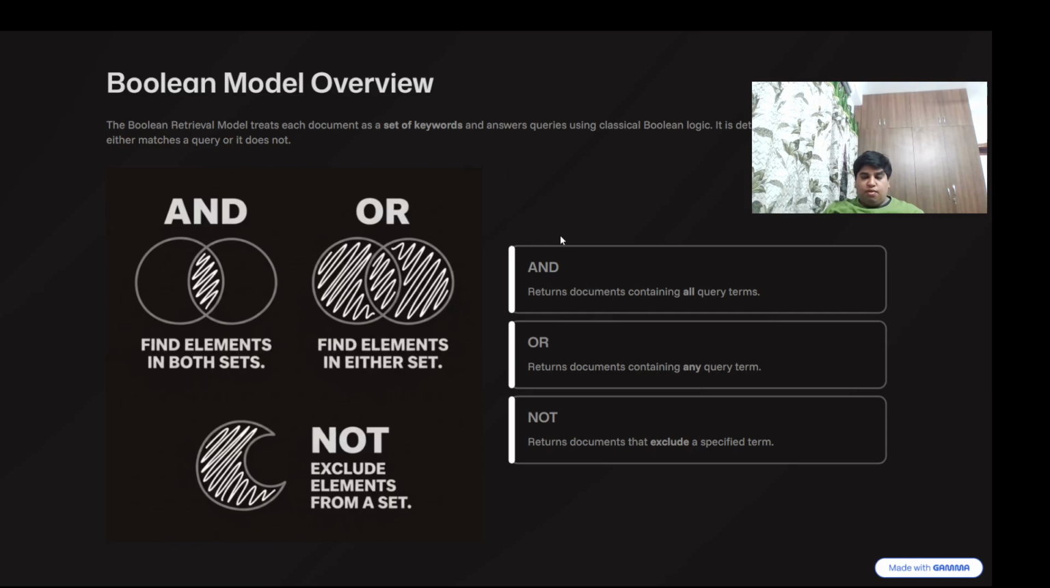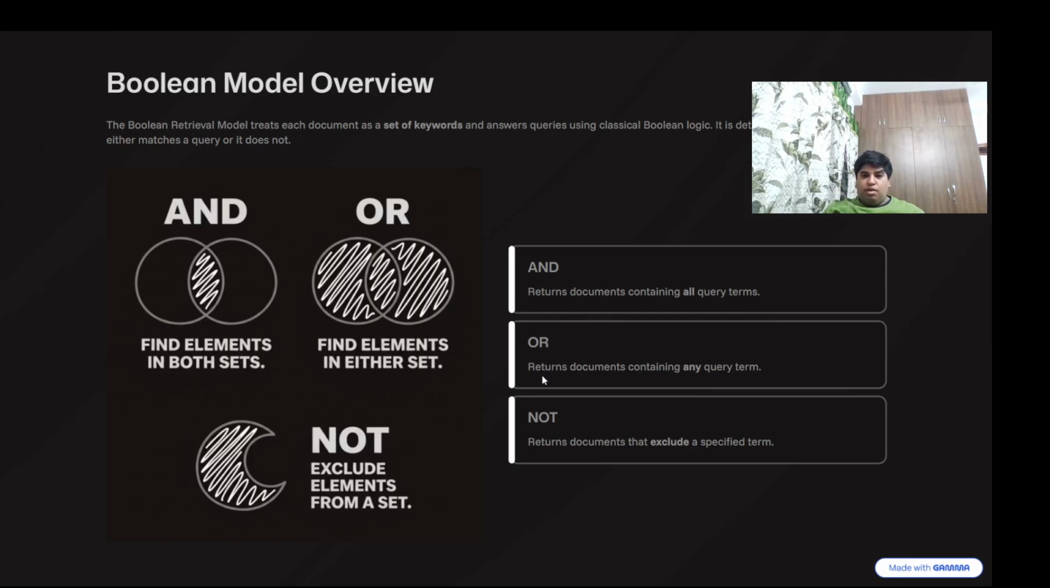So when we talk about the Boolean logical operators AND, OR and NOT, how do they actually perform in a Boolean model for information retrieval? The AND operator returns documents containing all query terms. If you see this diagram, you can understand that it finds elements in both sets. And sets here means two different databases or two different web pages, or terms, anything it can be.